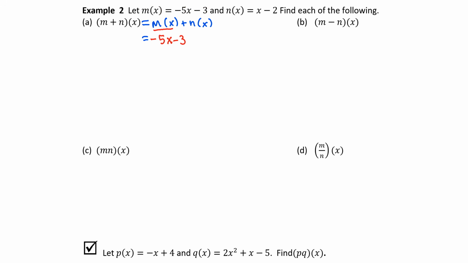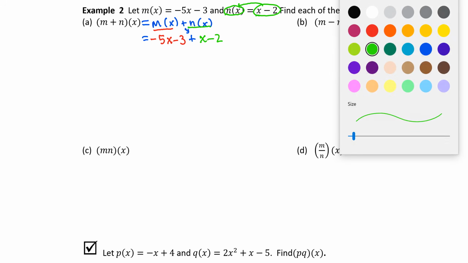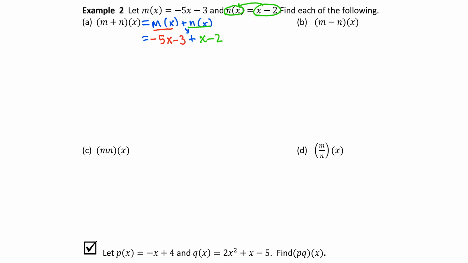Next, we are going to add this to n of x. So we're going to copy down this plus. We're going to add this to n of x. N of x is equivalent to x minus 2. So I'm going to take my x minus 2 and replace the function name. So we end up with plus x minus 2. Now that everything has been plugged in, we simply combine like terms. We have negative 5x plus x, which is negative 4x, negative 3 minus 2, which is negative 5. So we simply added those two function rules together.